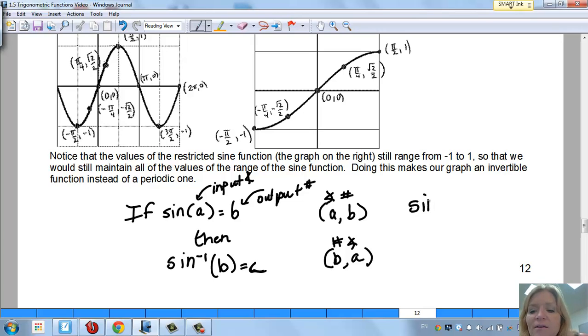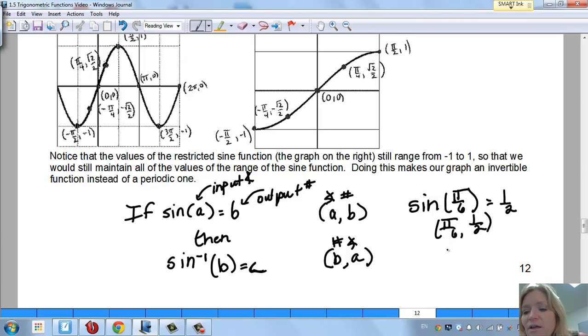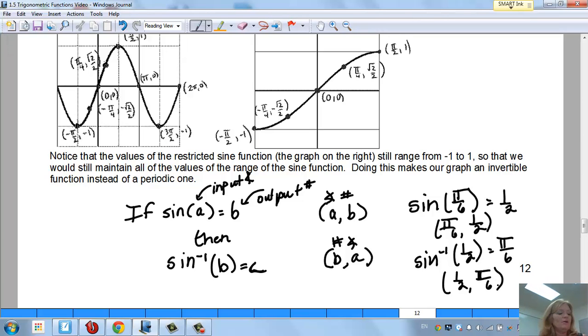So let's try one. The sine of pi over 3 is a half, or, excuse me, pi over 6. I just made a mistake on that, let's erase that. The sine of pi over 6, the sine of 30 degrees, is a half. Then the point on my graph is (pi over 6, 1/2). I can also write the inverse sine of a half must then be pi over 6, and the point on my inverse graph would be (1/2, pi over 6). I purposely didn't use degrees because we have to use radians a lot more in this course.